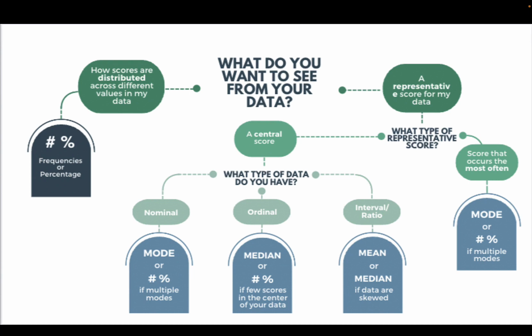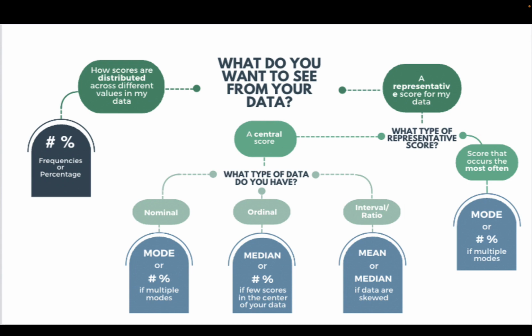If you want to show a representative score for your data, do you want to show a central score or the score that occurs the most? If you want to show the score that occurs most often, you should present the mode. Also, as a caveat, if there are multiple modes, you should instead consider presenting the frequency or percent.